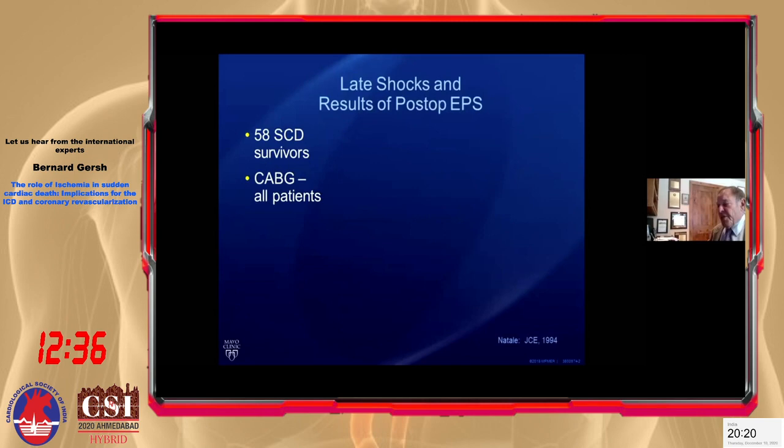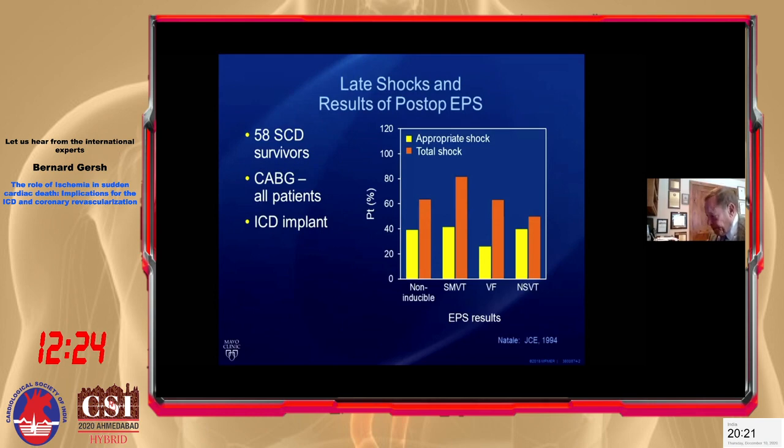What evidence do we have? 58 sudden cardiac death survivors who underwent bypass surgery all had ICDs. These are old papers. This is 1994. And if you look at patients who were non-inducible at the time of discharge, how many had appropriate shocks subsequently? 40%. So non-inducibility meant nothing in this patient population.